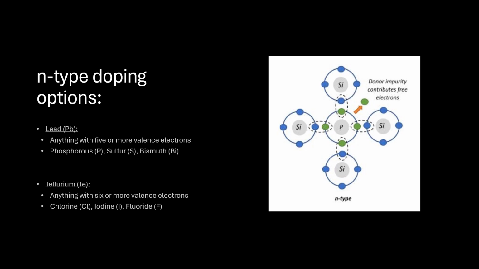Now, we're going to talk about the n-type doping options. As you can guess, this is opposite to p-type, so it's anything with more valence electrons. As we look at this picture here, we can see that it is when there are excess electrons with the doping element. So for lead, this would be anything with 5 or more valence electrons, like phosphorus, sulfur, bismuth. And for tellurium, this would be anything with 6 or more valence electrons: chlorine, iodine, fluoride, etc.